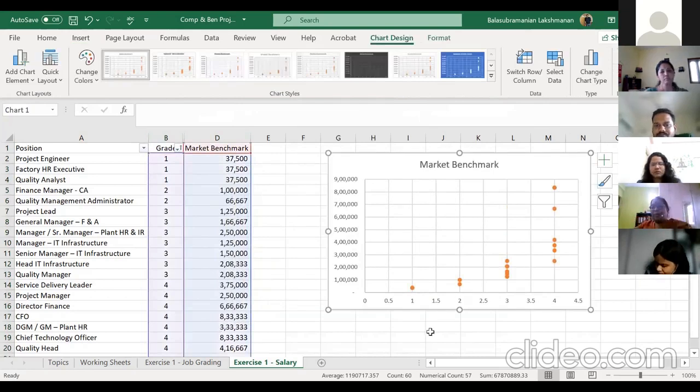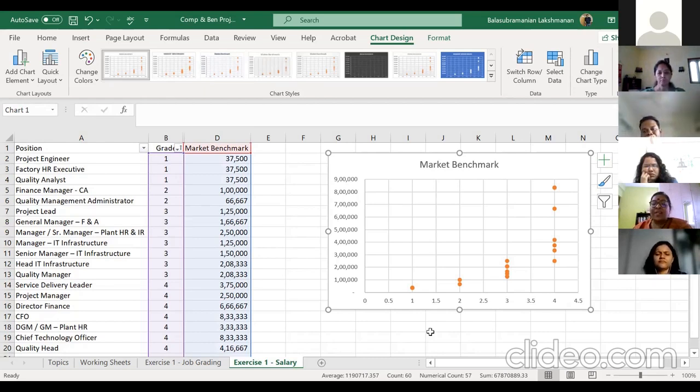Now, if you look at this graph, which is called a scatter graph, on one axis you have the grades. Call it the x-axis: 0.5, 1, 1.5, these are all grades. The vertical column is called Y, which is the salary column. Now these orange dots represent your positions with respect to your grades.